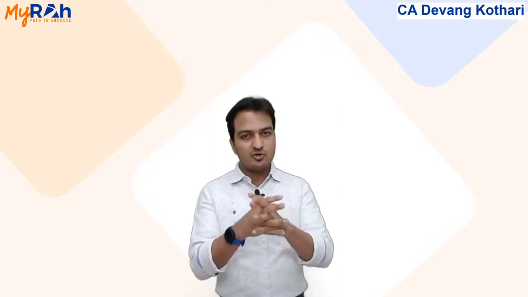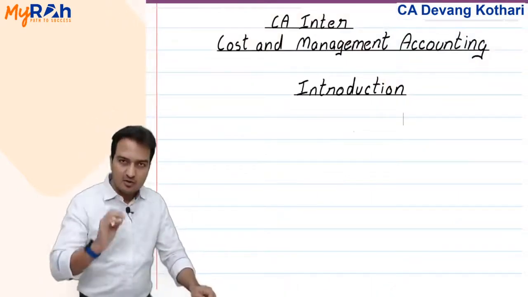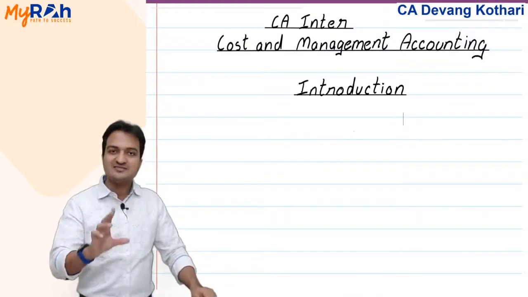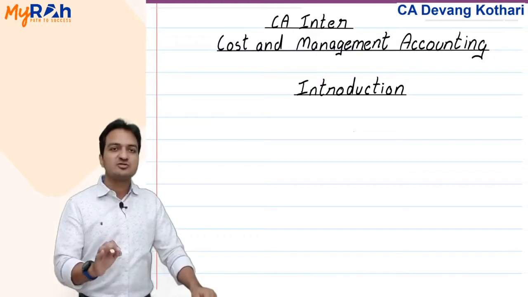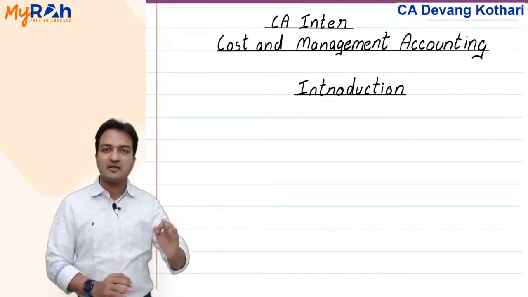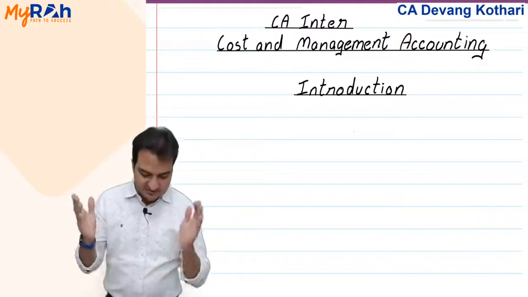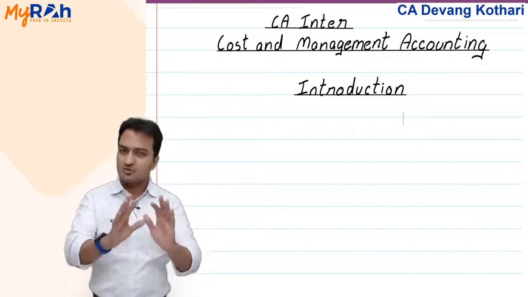So starting with the name of the subject, costing. What exactly is costing? But as per your ICAI book, your ICAI CA Intermediate syllabus, the name of the subject is not just costing. The name of the subject is cost and management accounting. But okay, we will just consider the simple shorter name as costing.